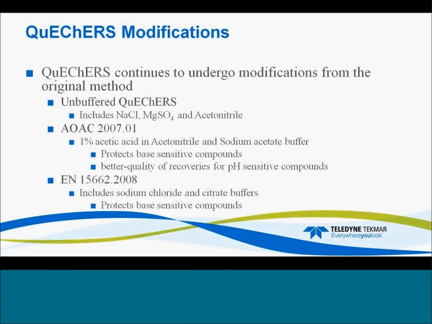The EN 15662 2008 includes a different type of buffer. It includes a citrate buffer instead of an acetate buffer. This basically will help protect against base-sensitive compounds. Then also towards the end of the method, they will preserve it with formic acid. So there's still an acid step, but it's at the very end for the preservation of the compounds.